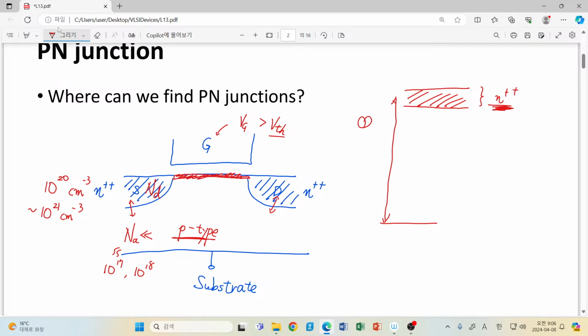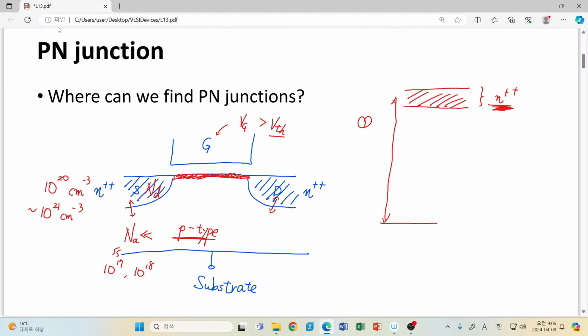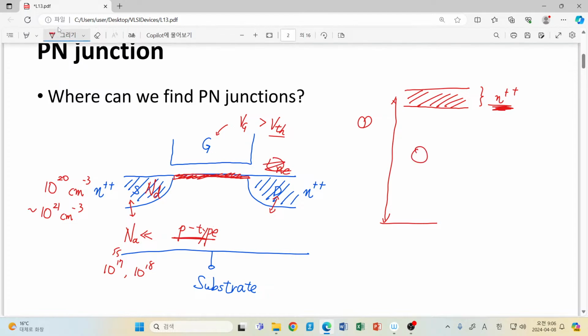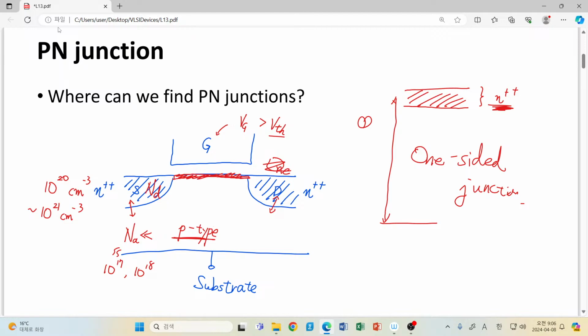Simply speaking, many PN junctions we can observe in realistic devices are in many cases one-sided junctions. One-sided junction means that their doping densities are not balanced. One doping polarity has much higher density than the other, so we can just think about the depletion only in one side. Anyway, this is the case for our N MOSFET.